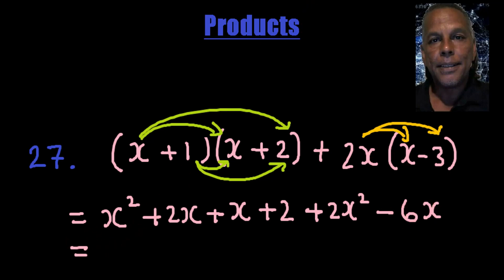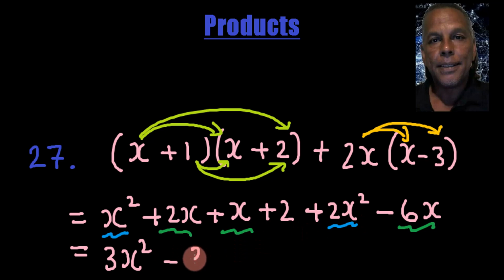Now we add like terms. So these are like terms. X squared plus 2x squared is 3x squared. Now we can add the x's. So 2x plus x is 3x, minus 6x is negative 3x. And then of course we still have the plus 2 here.